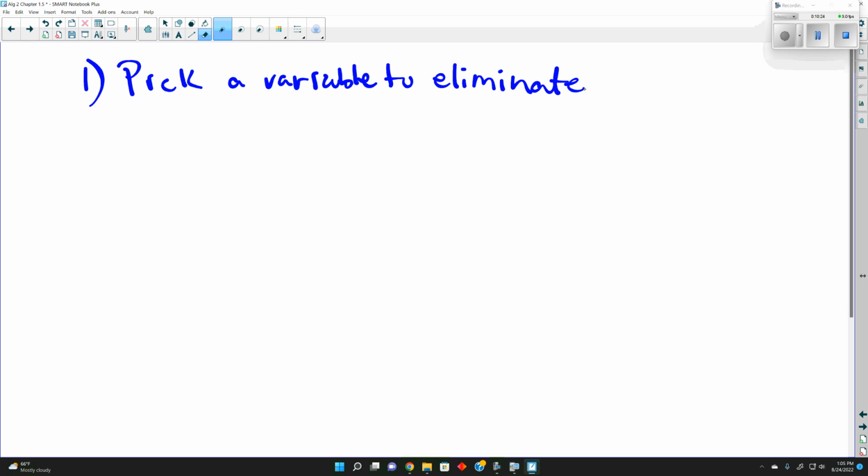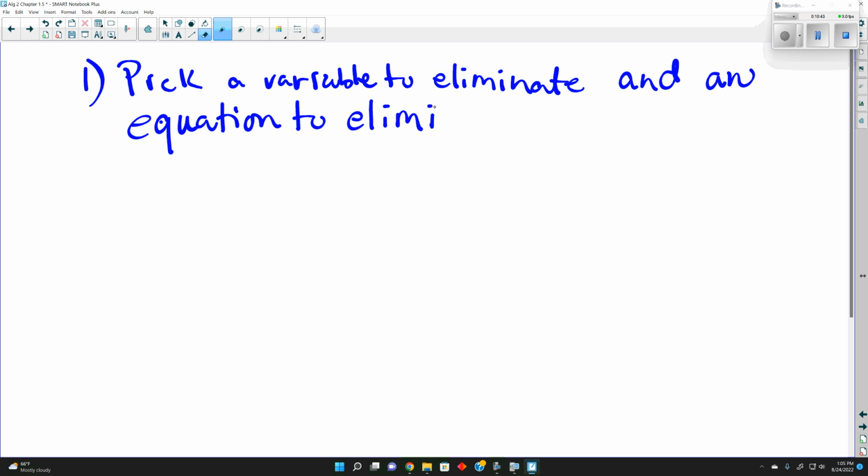So the first thing we want to do is to pick a variable to eliminate. And for these here, we're mainly going to focus on elimination. So we're going to pick one of the three variables to eliminate and an equation to eliminate it with.